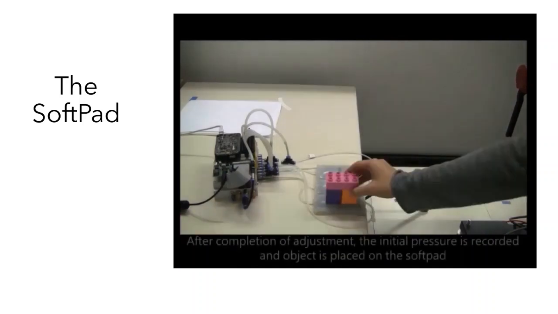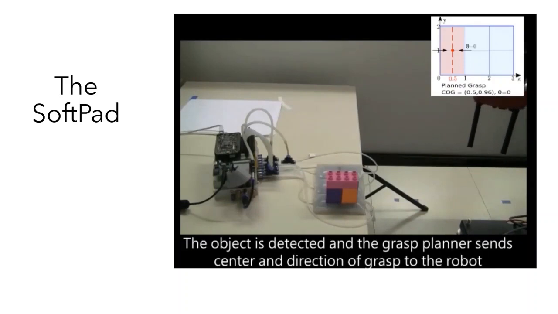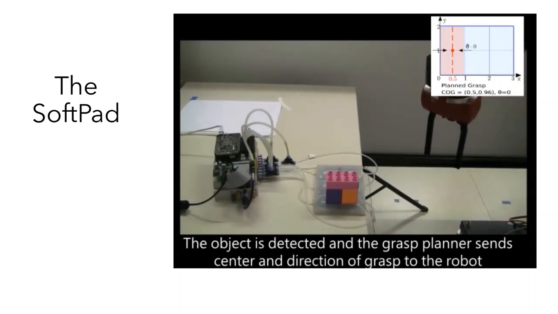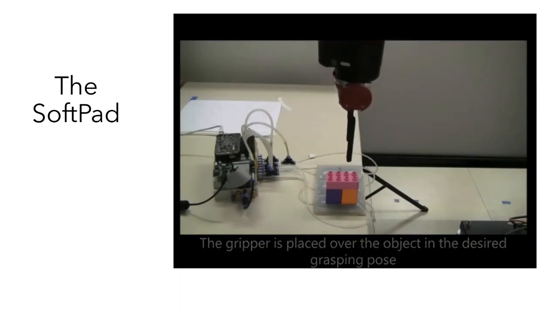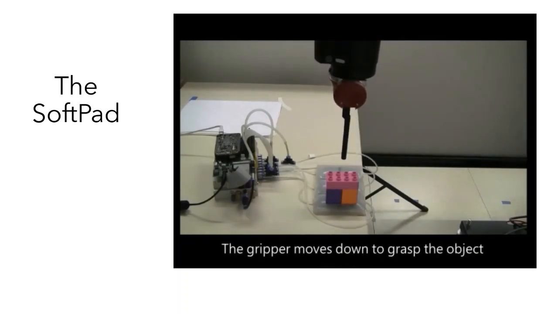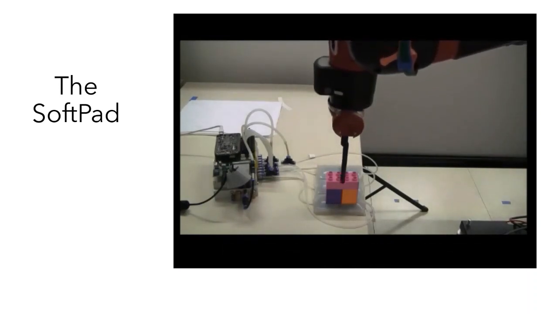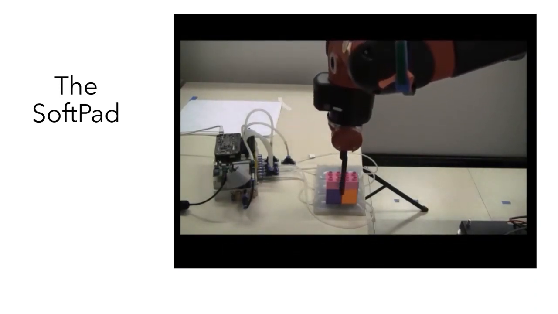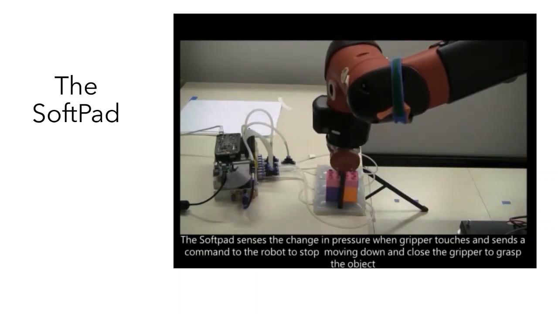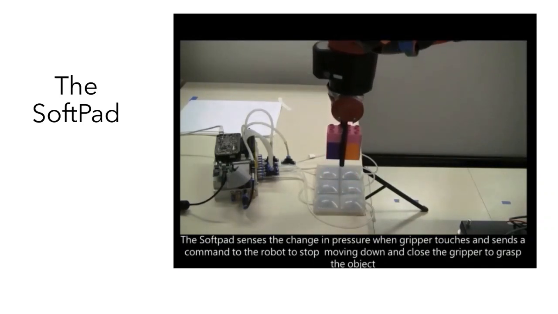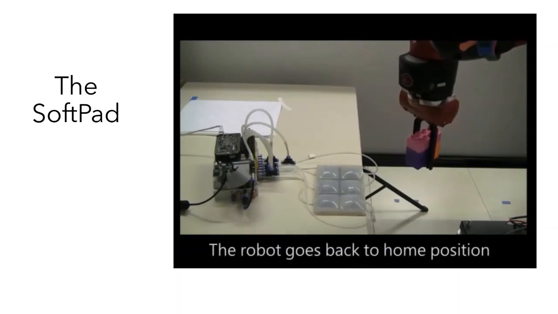In addition, we can also estimate the shape of the object based on which modules are contacted, and we can also estimate a center of mass of the object. Based on this information, we can place a gripper over the object and then grasp it. The SoftPad also provides another type of information. In fact, we will see in the video that when the gripper touches the SoftPad, then the gripper starts closing. So the SoftPad also allows to detect the contact between the gripper and the environment.